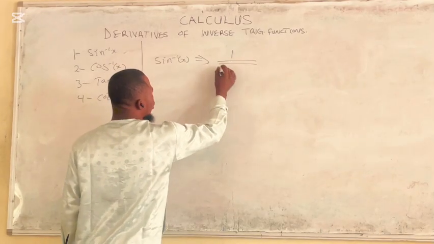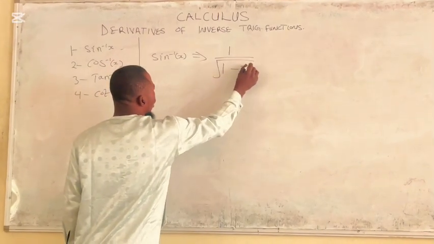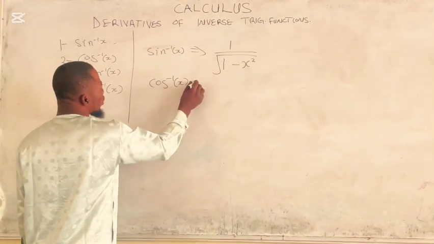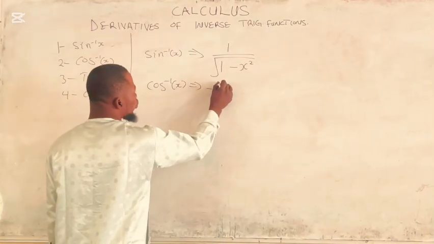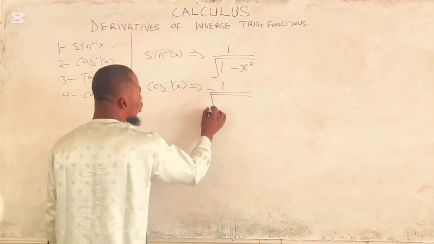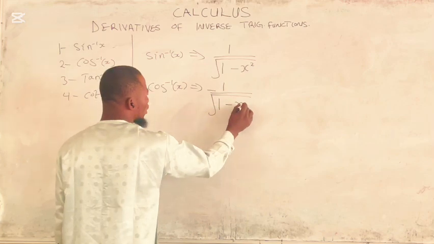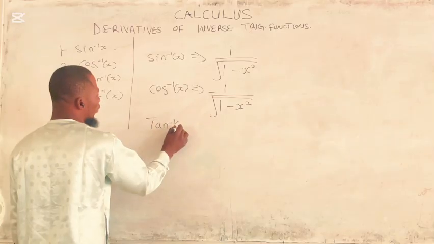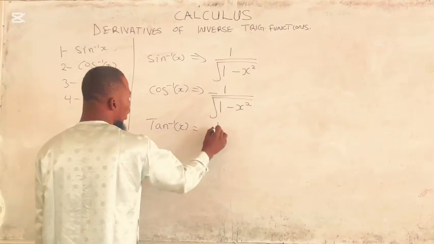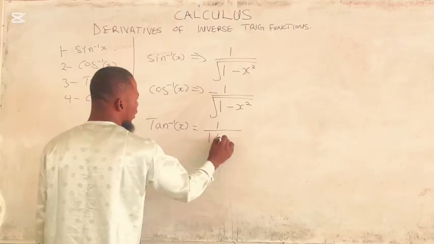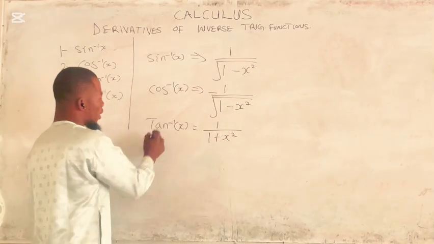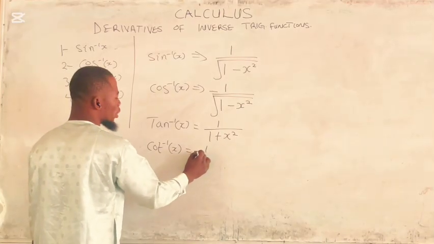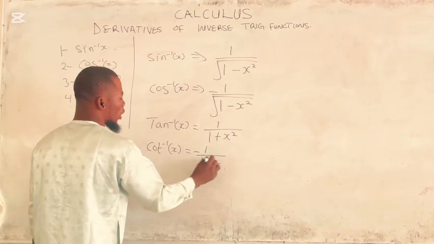For the sine inverse of x, its derivative is 1 over the root of 1 minus x squared. For the cos inverse of x, its derivative is minus 1 divided by the root of 1 minus x squared. For tan inverse of x, its derivative is 1 over 1 plus x squared. Whereas for the cot inverse of x, its derivative is minus 1 over 1 plus x squared.